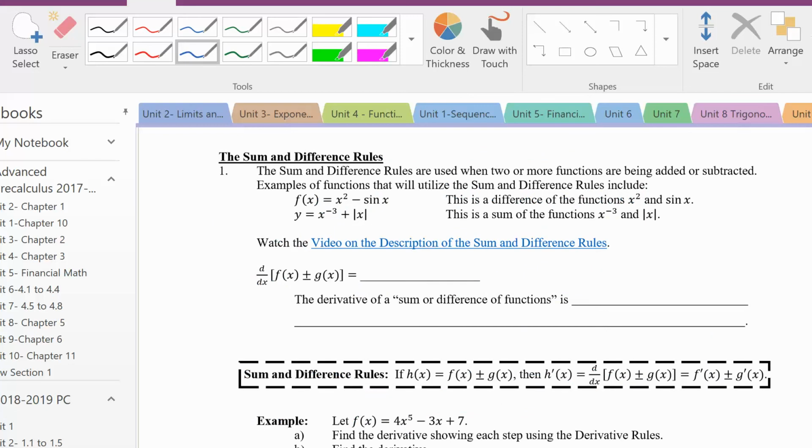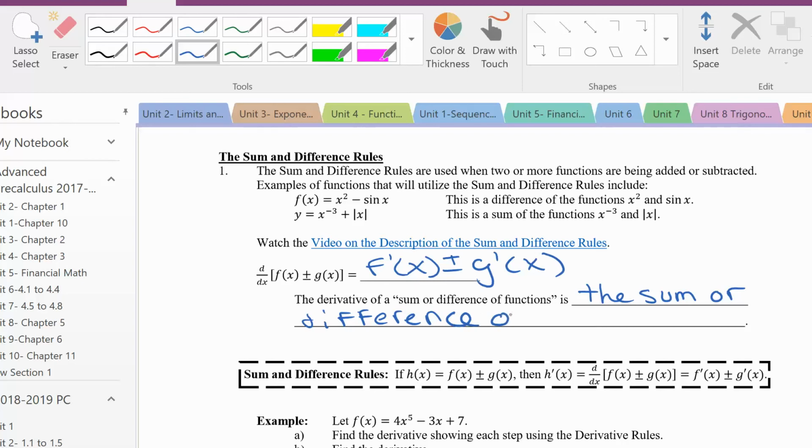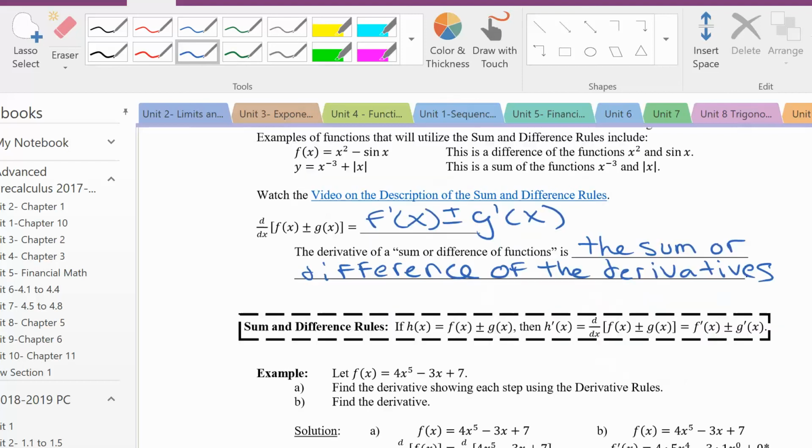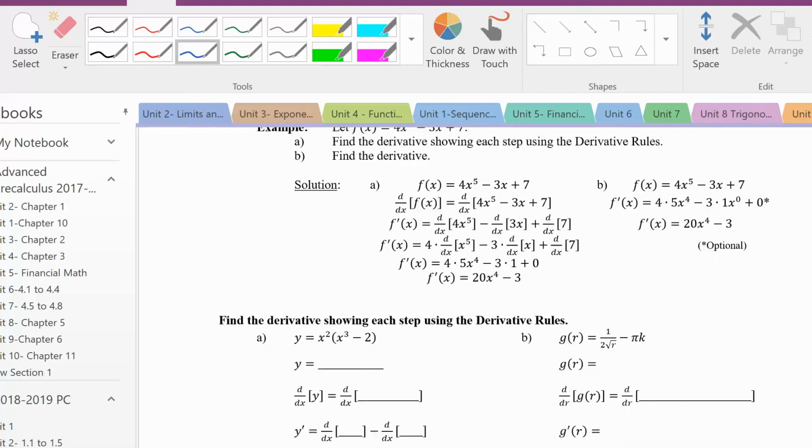All right, sum and difference rules. Sum and difference rules basically means if you're adding or subtracting two functions, then it's just the derivative of one function plus or minus the derivative of the other function. So it's the sum or difference of the derivatives. So there's some examples here, and we'll do that.